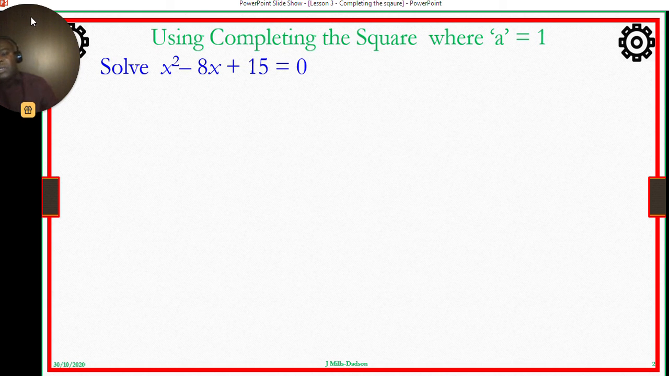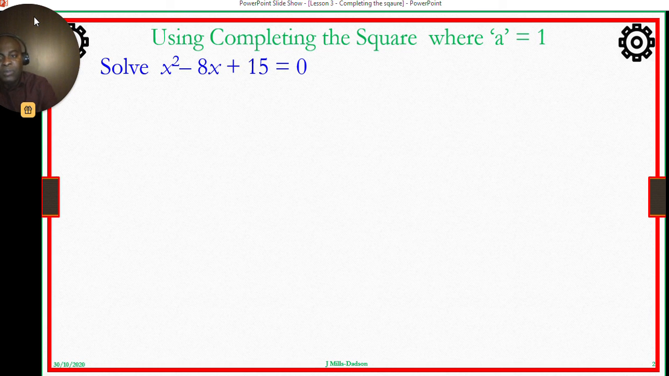First example, how do we solve x squared minus 8x plus 15 equals 0? There are several ways of solving a quadratic equation, but for this session, we are only using completing the square to solve the equation. There are also different ways of using completing the square to solve equations. But the method I'm suggesting is, because we've learned how to complete the square, we're just going to complete the square. Then from there, we continue to solve the equation.